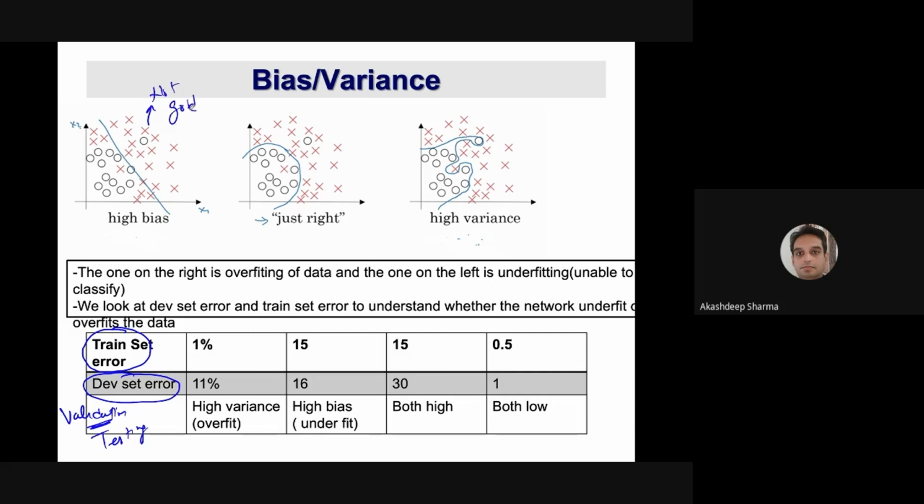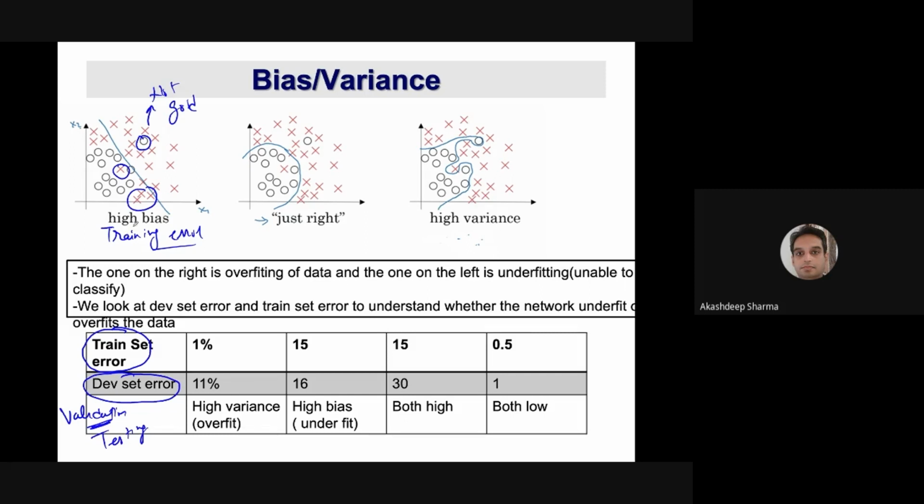Why? Because there are so many samples that are misclassified, right? There are circles present in between all your crosses. There are so many circles which are misclassified. So if this is the case, it means this is actually a training error. It means my training accuracy is not very good. My algorithm is making errors on the training data itself.